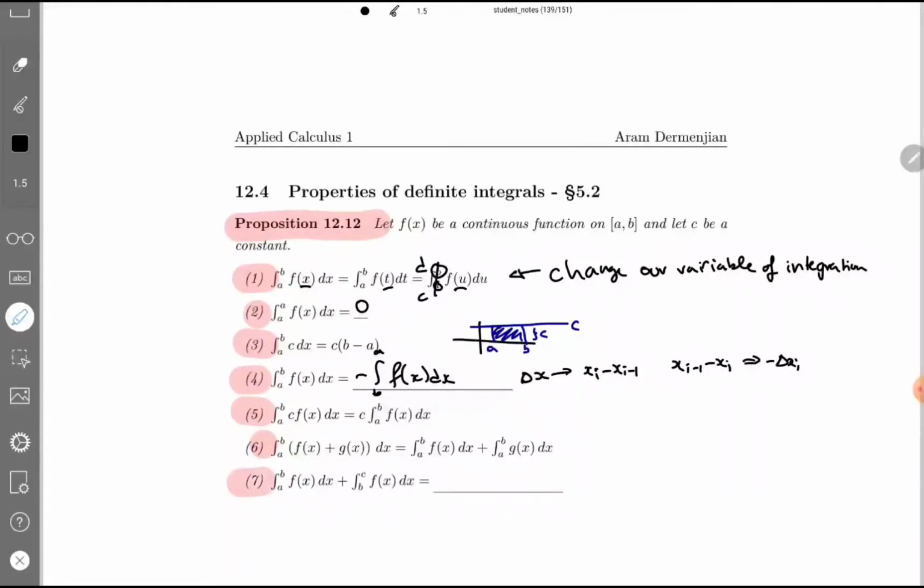And then part 7 is basically saying if I take the area from a to b, and then I take the area from b to c, here's c, it should be the same thing as taking the area from a to c, of f of x dx. That's all this is saying.